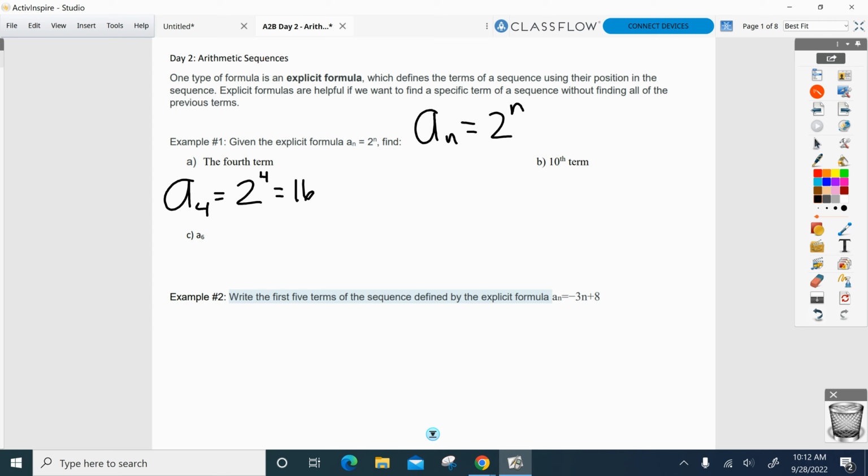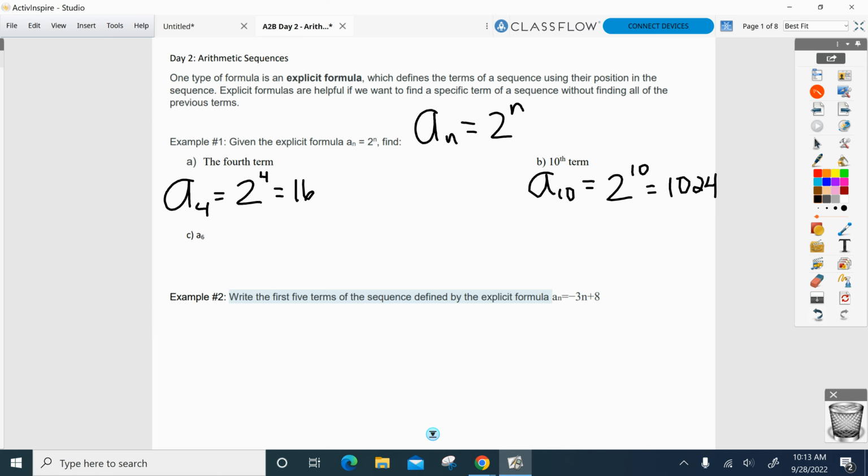All right, what if you want to find the 10th term? Just plug in 10 for n. This is what's nice about explicit, that you don't have to find all the terms before to get there like recursive was. And if I remember from last period, 1024? Yes. Okay. So that's the 10th term in this sequence if I wrote them all out.